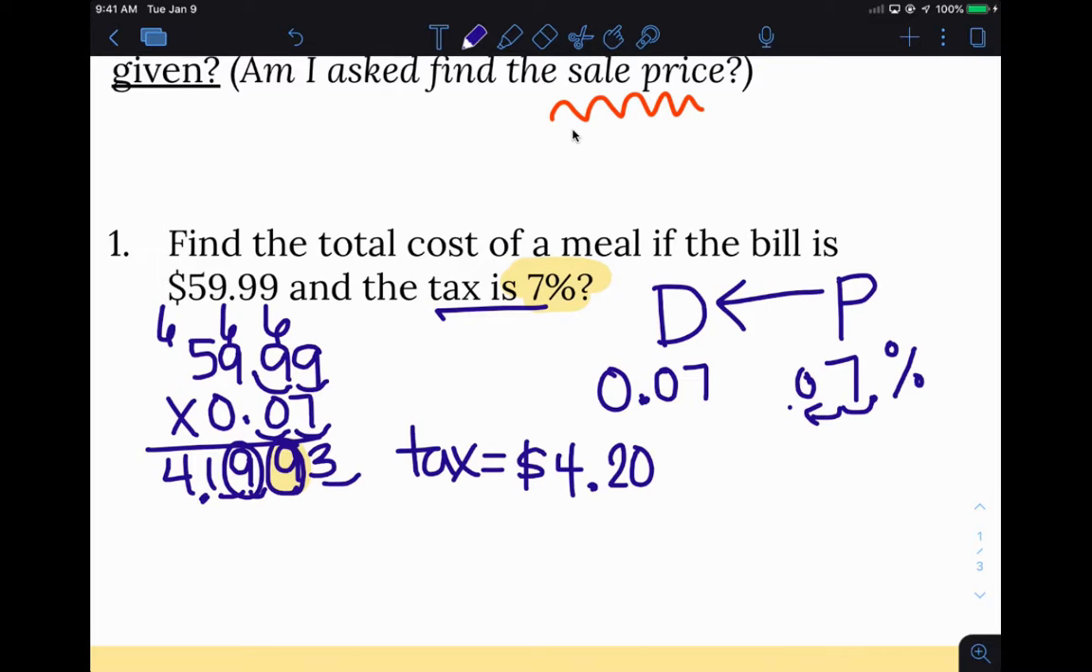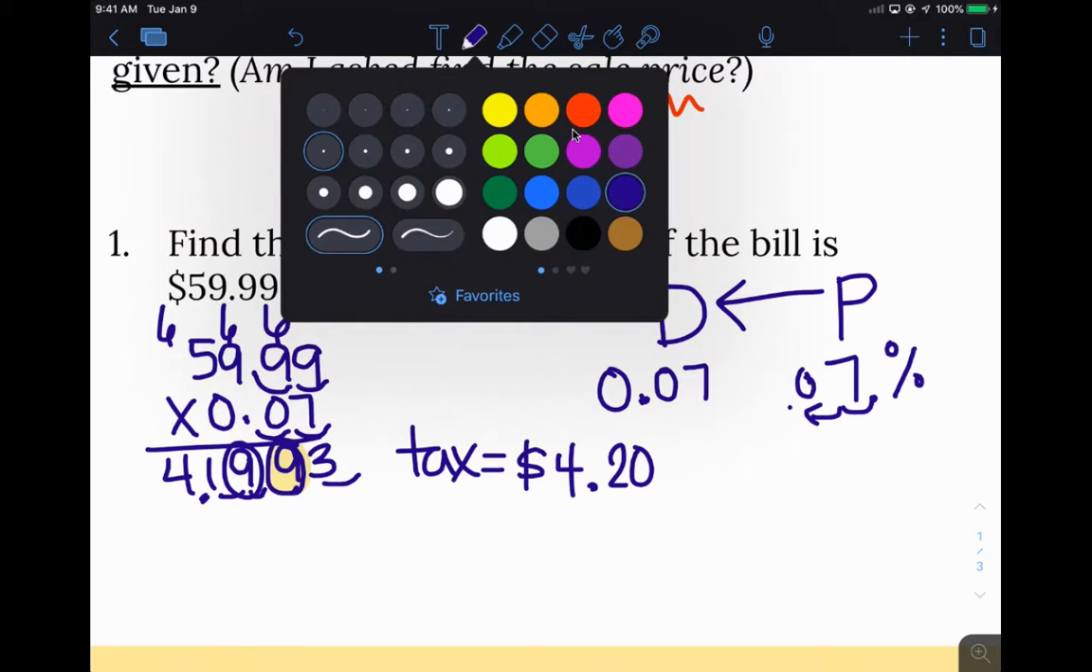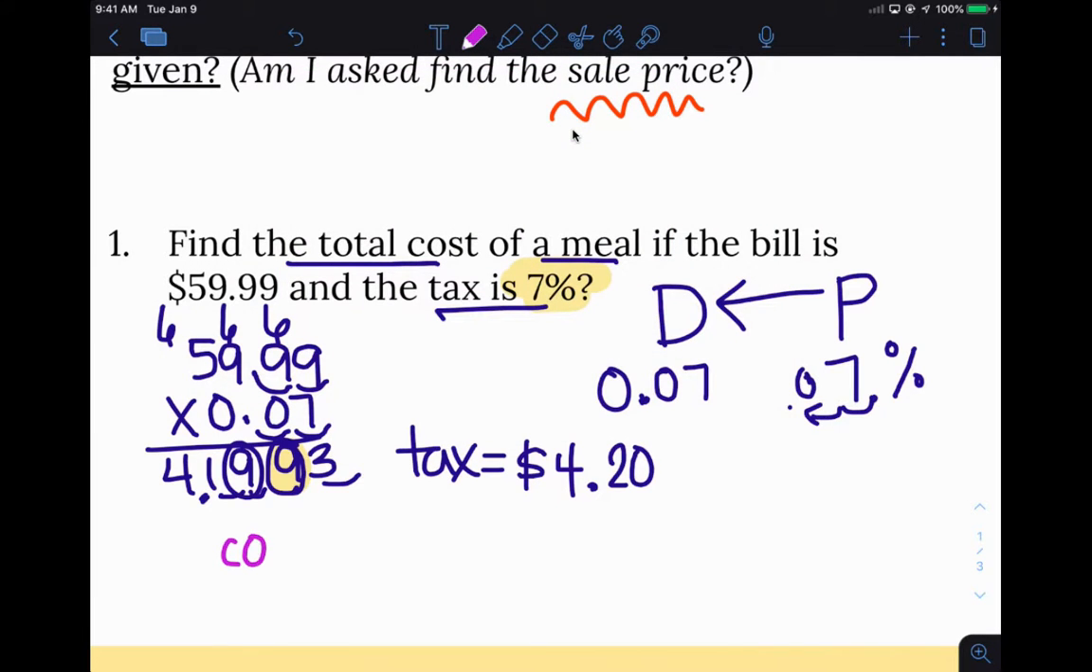And after that's the product, what are we looking for here? The tax? Are they asking me how much I would pay in tax? No, it's saying find the total cost of a meal. So I need to add that tax to the cost of the meal, right? So we would add, I'm going to use another ink, so that you see a little bit of difference.